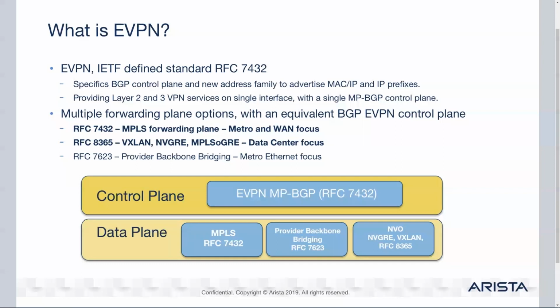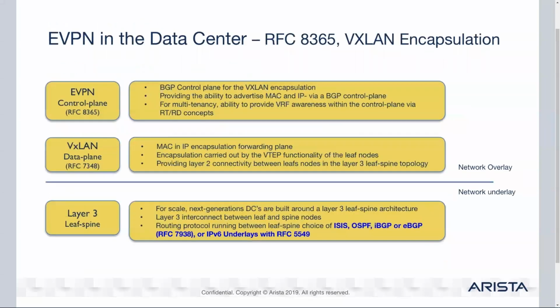And this RFC defined the tunnel types. In this case, we were looking at VxLAN. Finally, there is another RFC for provider backbone bridging, and we've taken it as a Metro Ethernet focus. The diagram below really just depicts the control plane from the original RFC spanned across the different data plane encapsulations. Next slide, Mitch. All right, so EVPN in the data center.